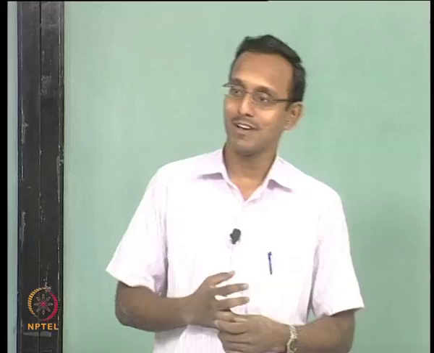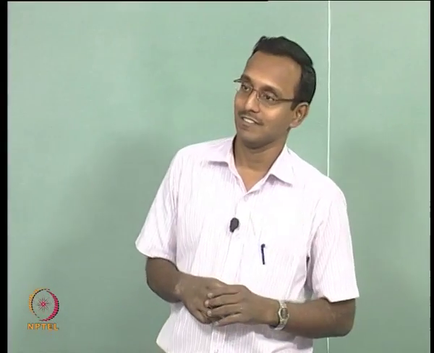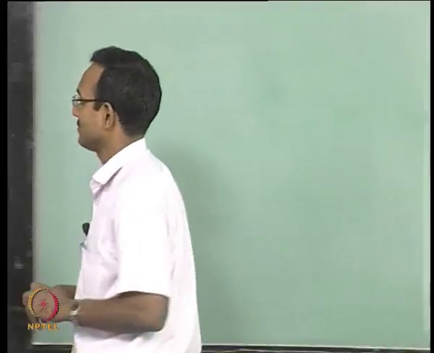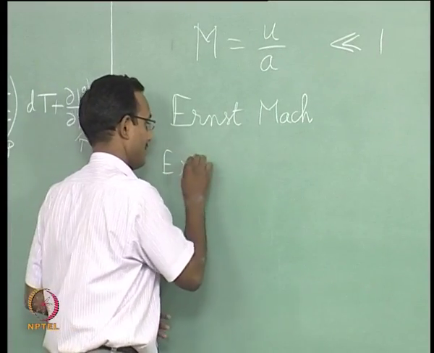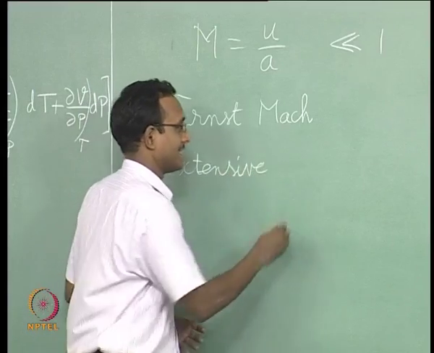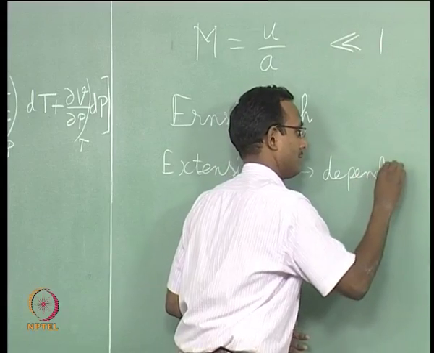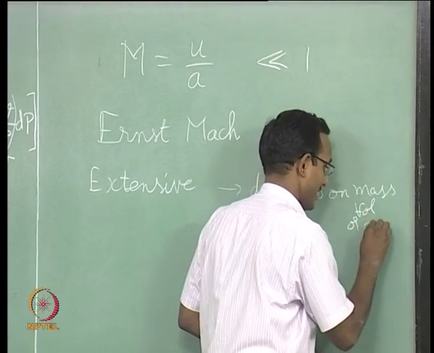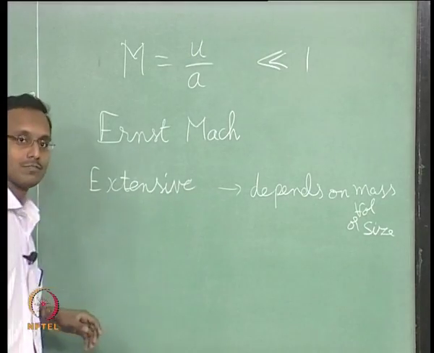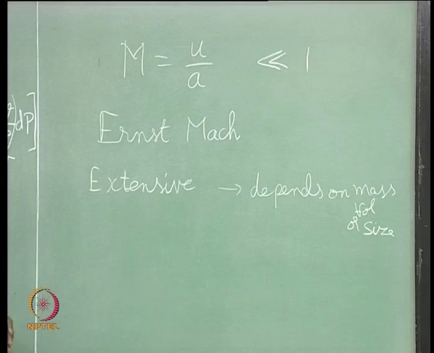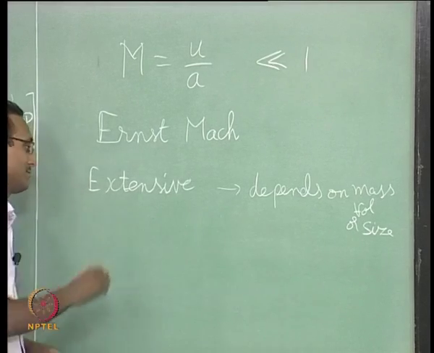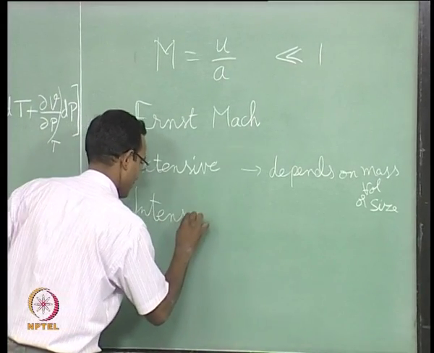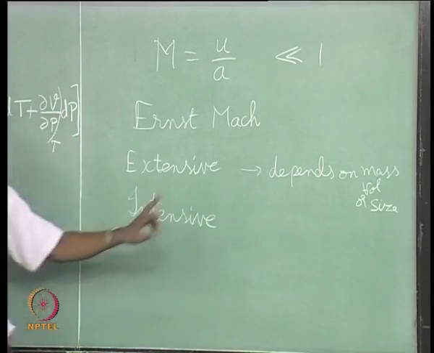Those properties that depend on mass, or size, or number of molecules in the mass, whatever. If it depends on all these quantities, then that is an extensive property. Extensive: mass, volume, or size, whichever way you look at it. Intensive means it does not depend on those. Intensive properties do not depend on all that.